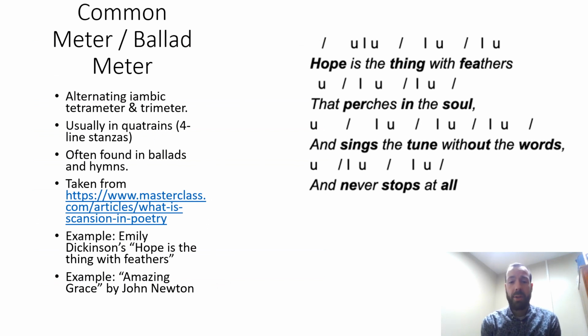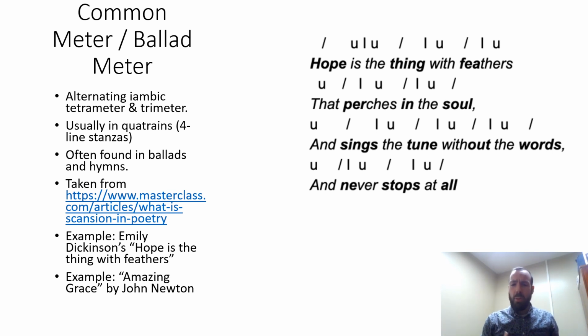Common meter, also called ballad meter, as its name suggests, is a very common meter as well. Alternating iambic tetrameter and trimeter. So the lines actually alternate. One line will be iambic tetrameter, the next line will be iambic trimeter. That means we're always dealing in iambs, that 2-syllable foot, first syllable unstressed, second syllable stressed, da da, da da, da da, like that. But one line will be tetrameter, 4 feet, 8 syllables, and then the next line will be trimeter, 3 feet, 6 syllables.